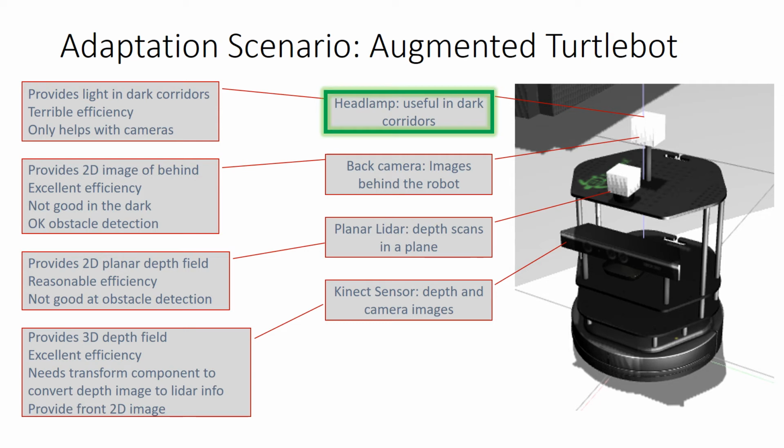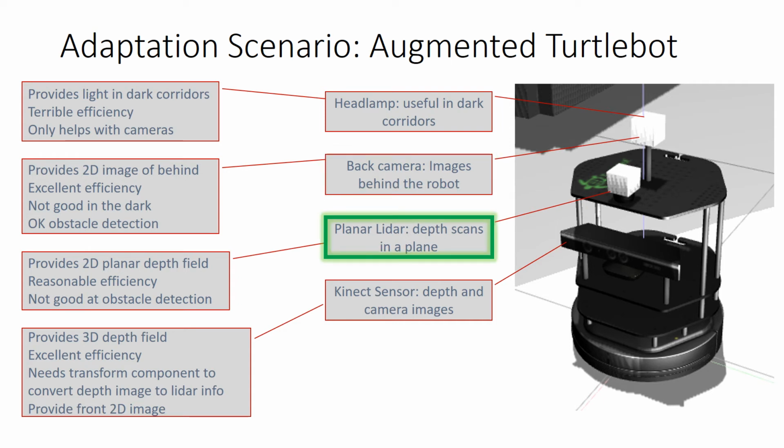With respect to hardware, this Turtlebot is equipped with a headlamp to light dark corridors. This is very inefficient in terms of energy consumption, but can be useful when only camera-based navigation is available. The robot also has a back camera that is used to identify wall markers, also used for camera-based navigation. Although this does not work well in the dark, it has excellent energy efficiency and good accuracy when it comes to obstacle detection.